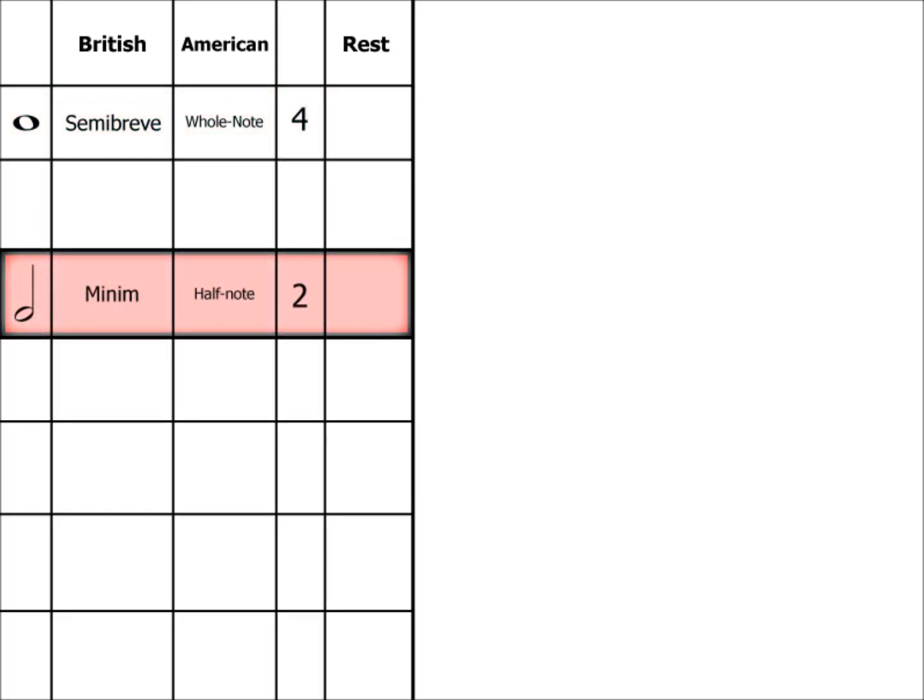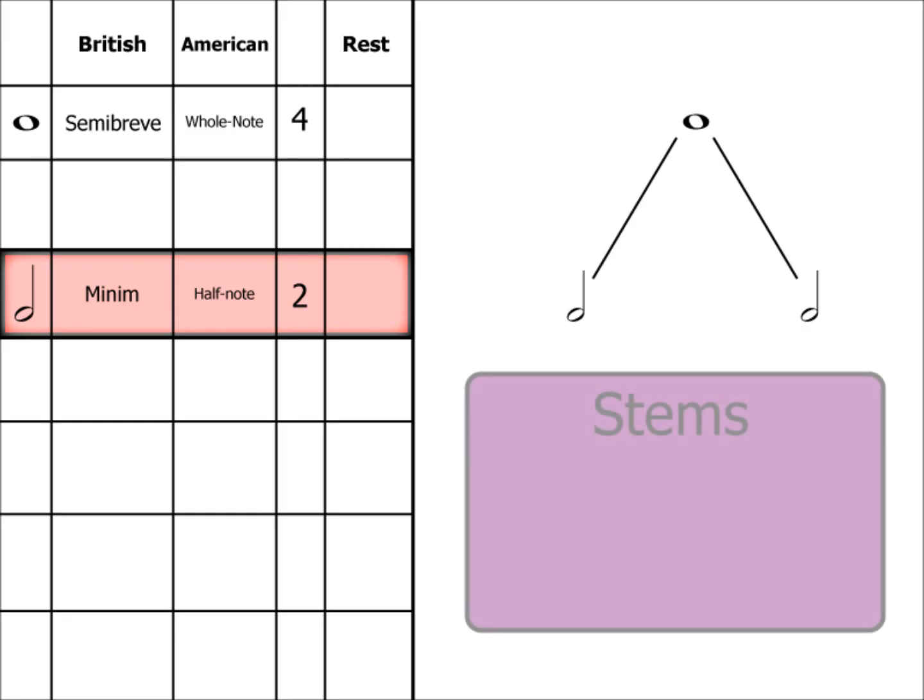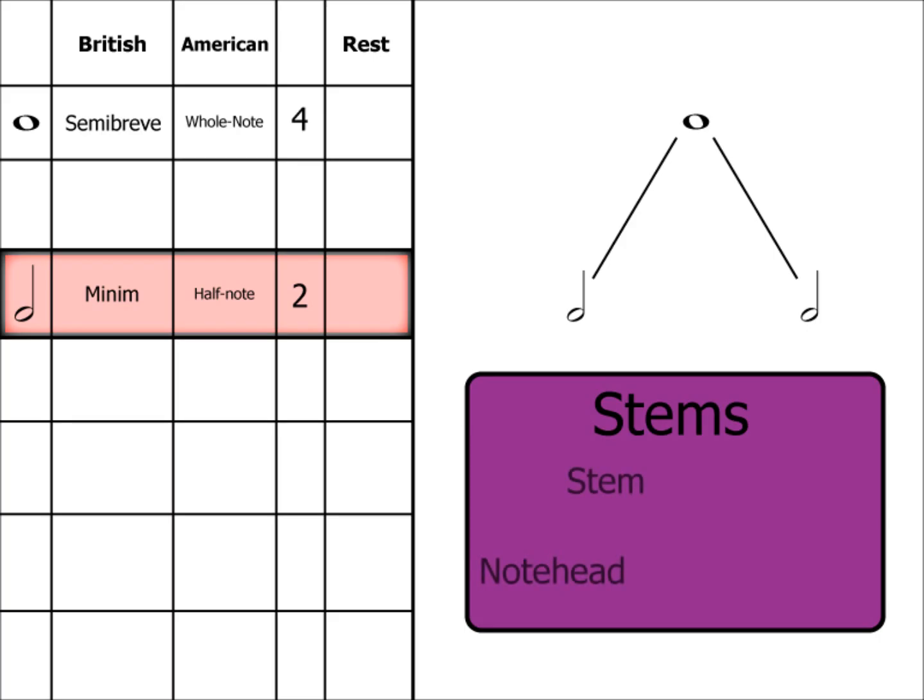This is a minim and has a value of 2. It looks like a semibreve, but it has a stem, that little black line attached to it. As it has a value of 2, you'd need 2 minims to equal the value of 1 semibreve, which has the value of 4. Any note which has a stem, and we'll look at some more in a moment, it's very important to ensure that the stem is on the right if the note head is at the bottom, whereas the stem is placed on the left if the note head is at the top.